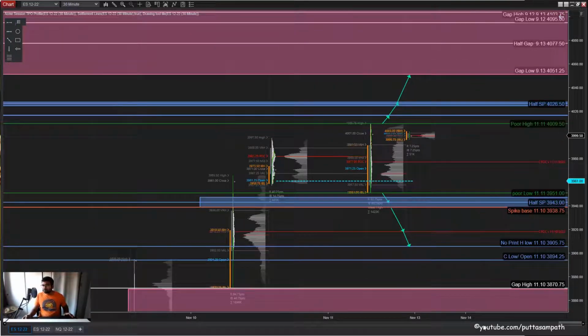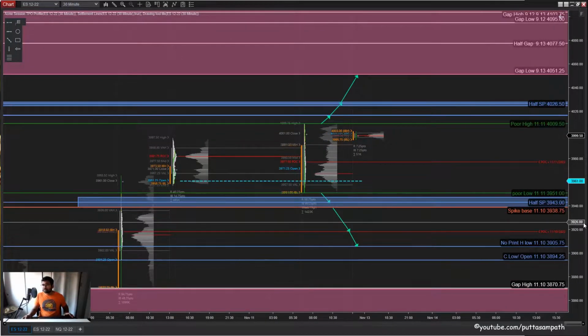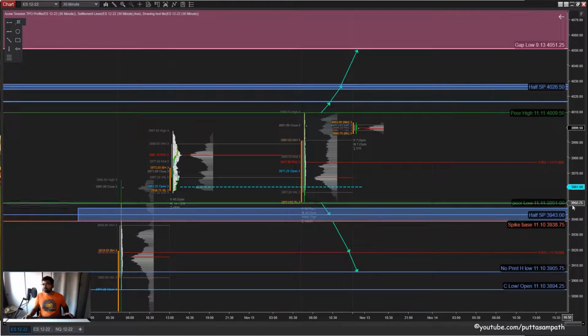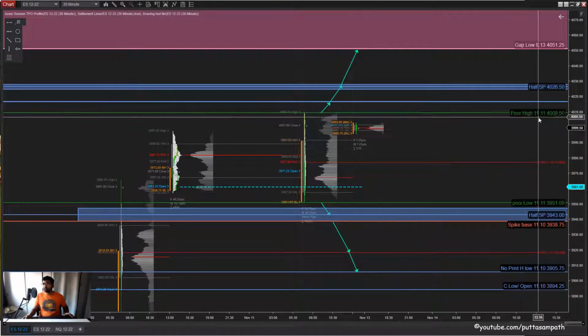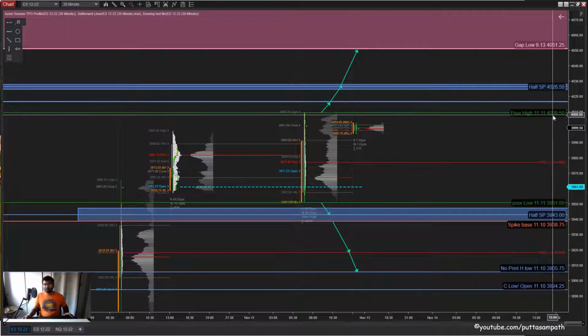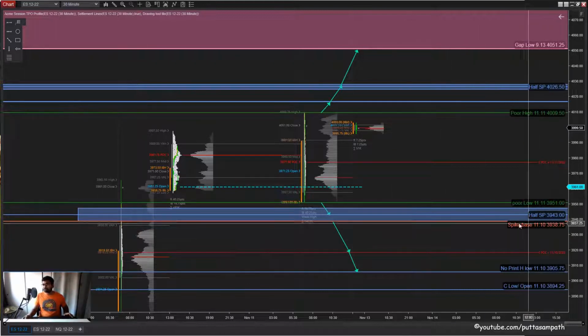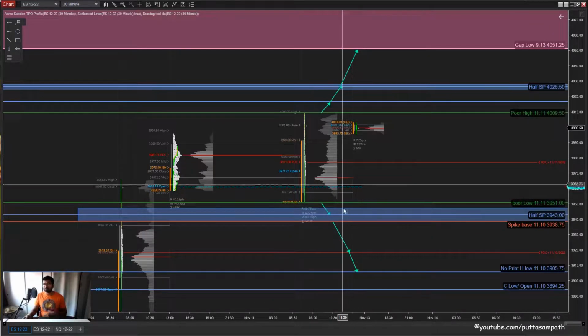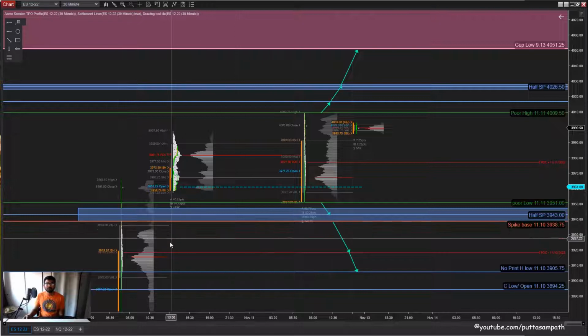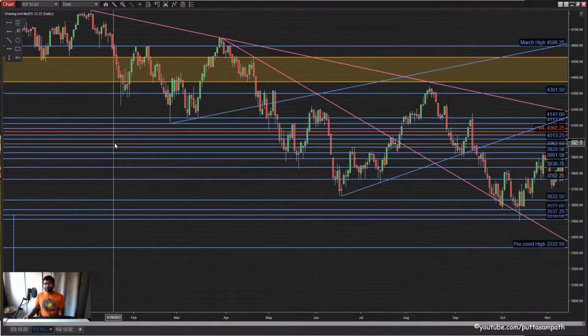So that's about it for the market profile view. So two main key levels that you need to keep an eye on are the poor high 4009.5 for the upside, and then for the downside it would be 3951. So those are the two main levels that you need to look out for. So let's go to the candlestick view now.